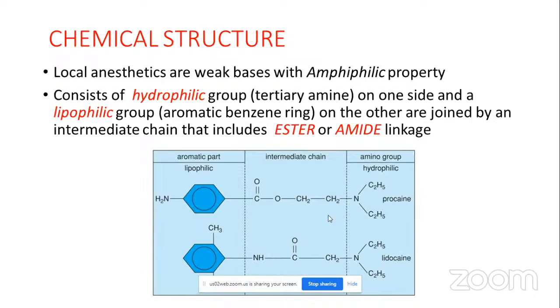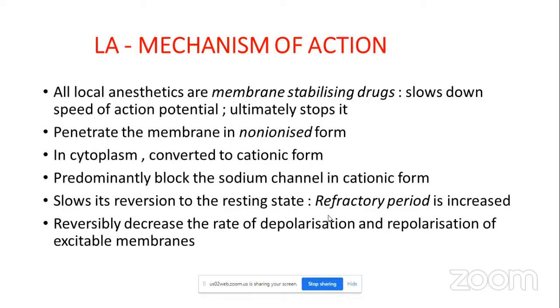Coming to mechanism of action of local anesthetics, all local anesthetics are membrane stabilizing drugs. That means it blocks the sodium channels and ultimately stops the nerve conduction, and action potential is not generated at that particular peripheral nerve.